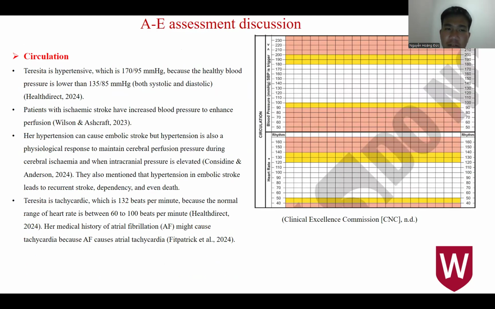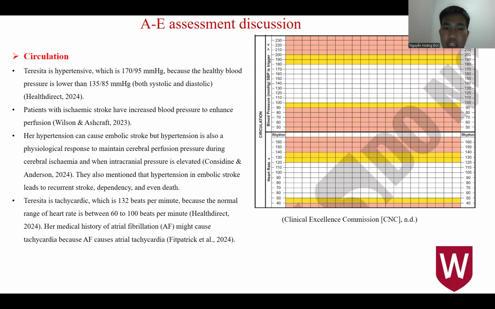Teresa is hypertensive, which is her blood pressure is 170 over 95, and it is hypertension because the healthy blood pressure is lower than 135 over 85 for both systolic and diastolic pressure. Patients with ischemic stroke have increased blood pressure to enhance the perfusion.